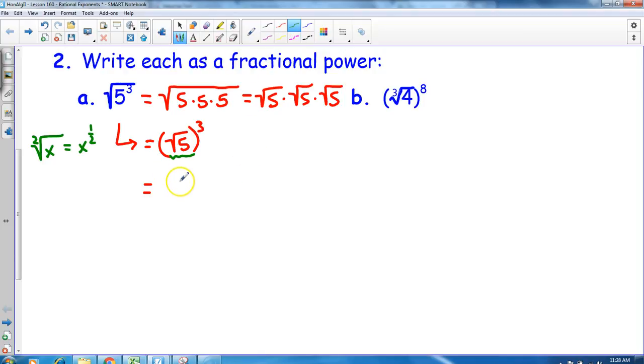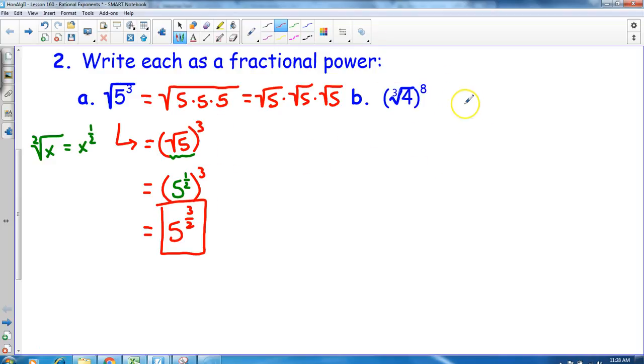So what's on the inside I can rewrite as 5 to the 1/2. And what's on the outside stays. So that's 5 to the 1/2 raised to the third power. And if I want to, I know by my exponent rules, I'm going to combine these two into one expression. A power to a power, and multiply these two together. So I end up with 5 to the 3/2. And that is this expression written as a fractional power, 5 to the 3/2. All right, so we're done with that one.